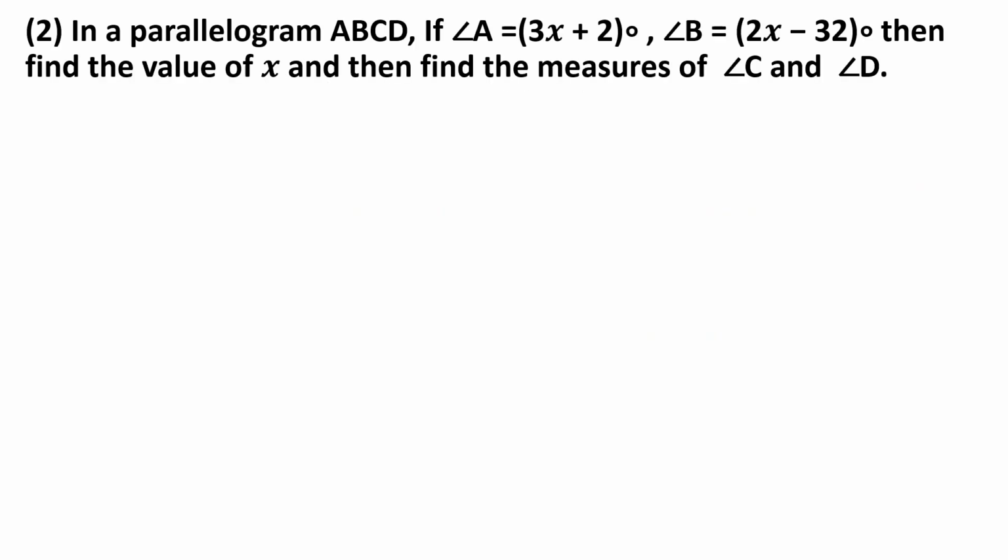Question number 2. In a parallelogram ABCD, if angle A equal to 3x plus 2 degrees, angle B equal to 2x minus 32 degrees, then find the value of x and then find the measure of angle C and angle D. Observe the diagram, the measure of angle A and angle B given. A and B are adjacent angles of a parallelogram. Given diagram is a parallelogram. So adjacent angles of a parallelogram are supplementary, means addition of measure of angle A and measure of angle B is equal to 180 degree.